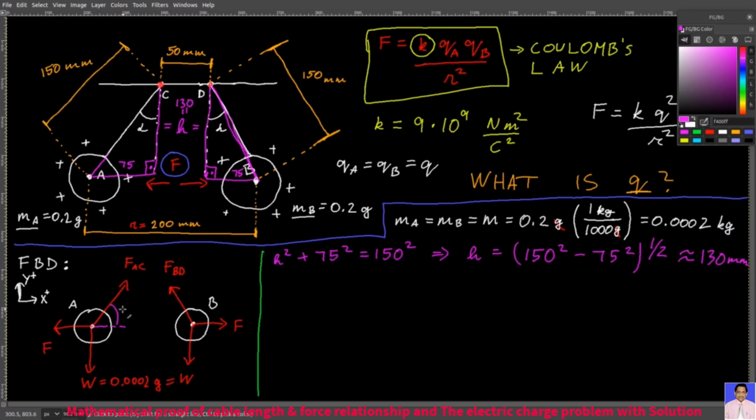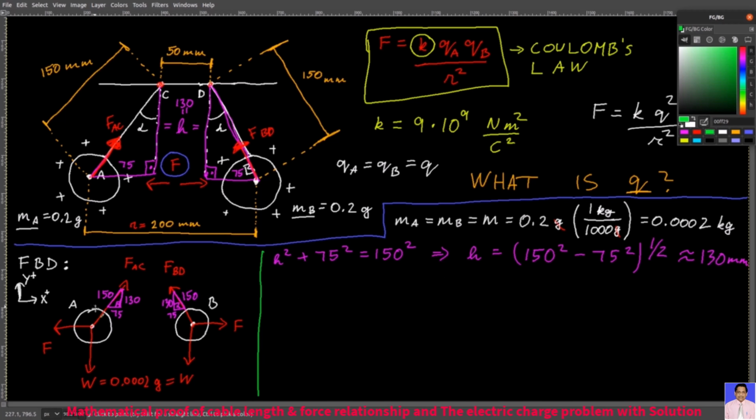And now, instead of having this angle theta here, I can draw a small right triangle here, and I can say that let this be 75, let this be 130, and let this be 150 millimeters. That's because this force vector goes along this wire. You have FAC here, and then you have FBD here. And so I can do the same thing here. I put 75 here, 130 here, and 150 here.